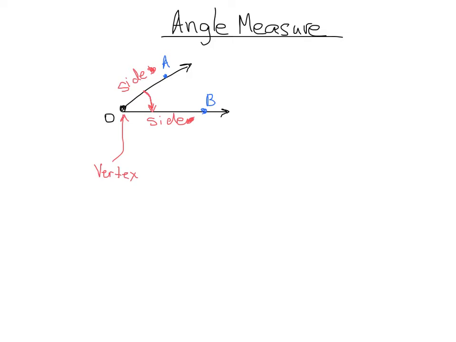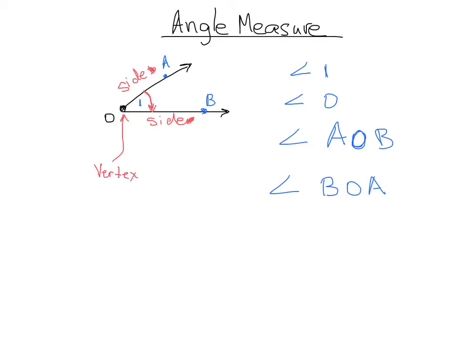We could name the angle, we could give it a number name. So I could say this is angle 1, or I could name it by the vertex. So I could say this is angle O. There are more options. I could name it with all three letters, just making sure that the vertex is in the middle. So I could name it angle AOB or angle BOA. So we have four options for naming this angle.